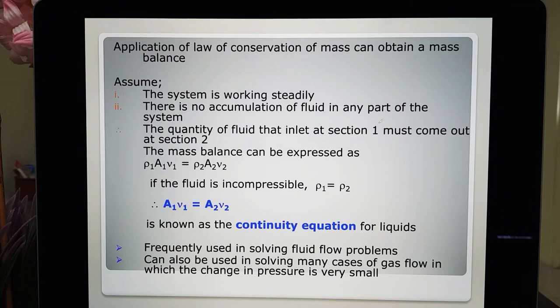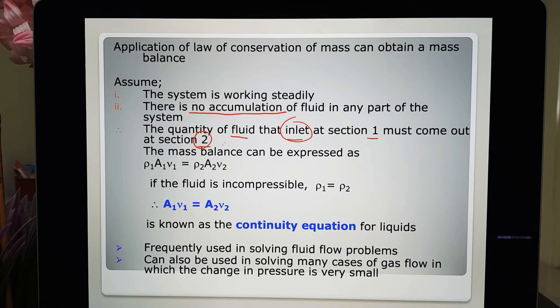So, application of the law of conservation of mass can obtain a mass balance. Assume the system is working steadily, meaning that it is without any friction or any accumulation of fluid, no accumulation of fluid in any part of the system. Then the quantity of fluid at inlet for section 1 must come out at section 2, because for mass balance, we have learned that the mass at inlet 1 should be equivalent with the mass at section 2.